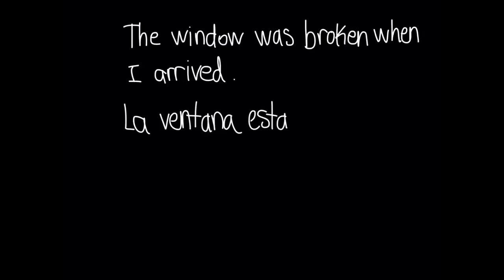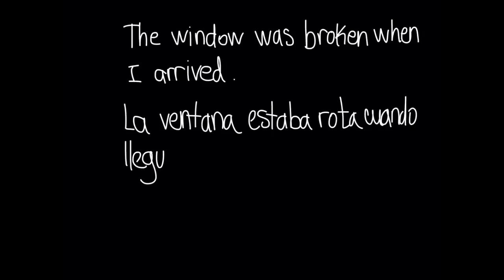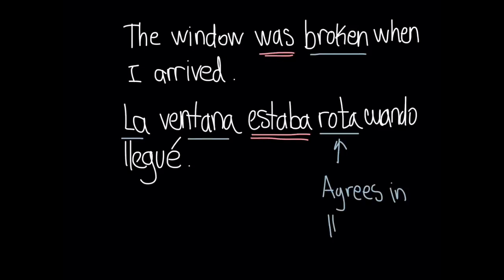So let's take a look at one more example. The window was broken when I arrived. La ventana estaba rota cuando llegué. So in this case, I'm using the verb estar because I'm giving the condition of how I found the window when I arrived. Notice that the verb estar is using the imperfect because I'm giving a description in the past. And rota agrees in gender and number with the noun.